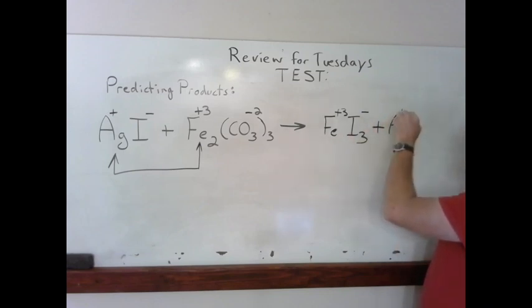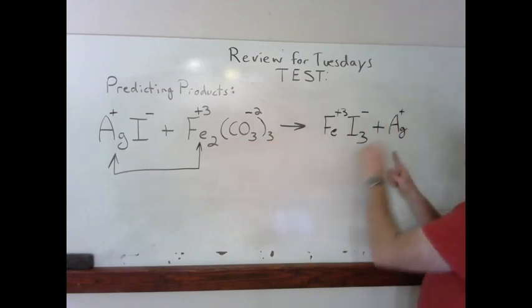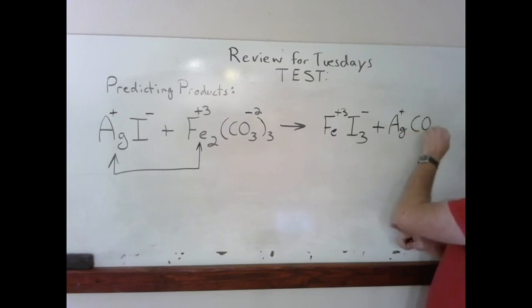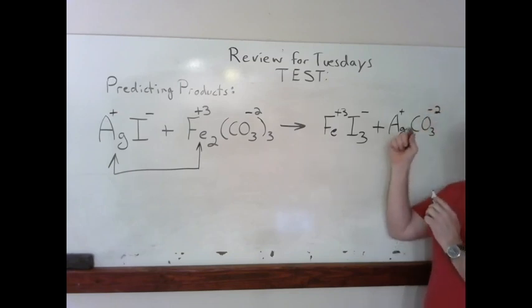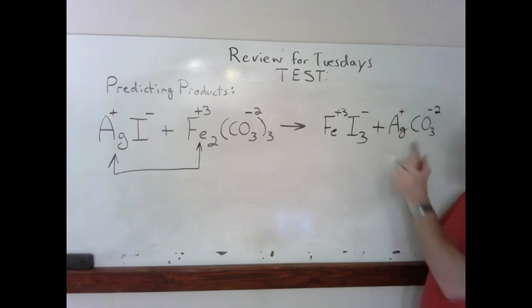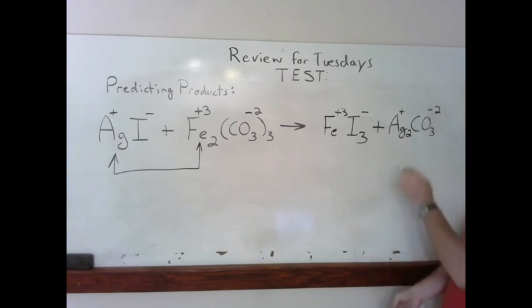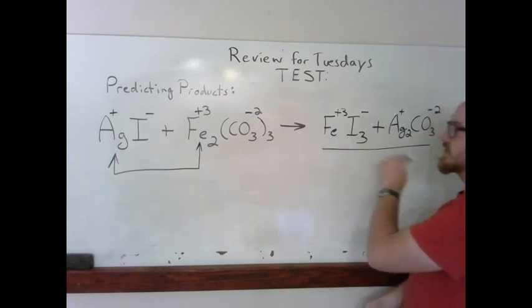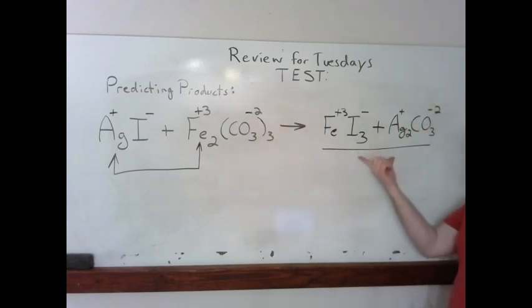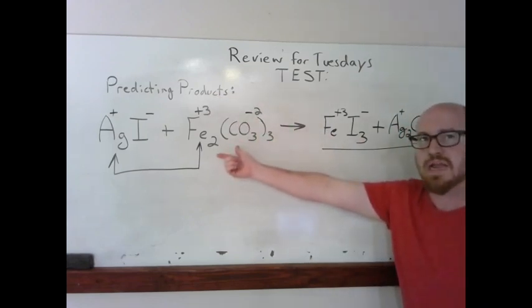That carries a positive charge. Carbonate, CO3, carries a -2 charge. This only gives off 1, so therefore I need 2 silvers to balance that out. So what we've got here is a complete product that's been predicted based on the reactants.